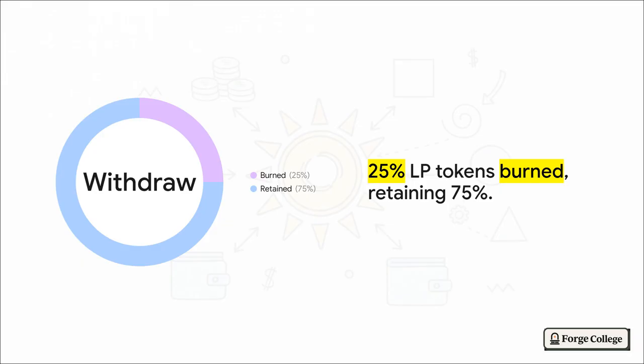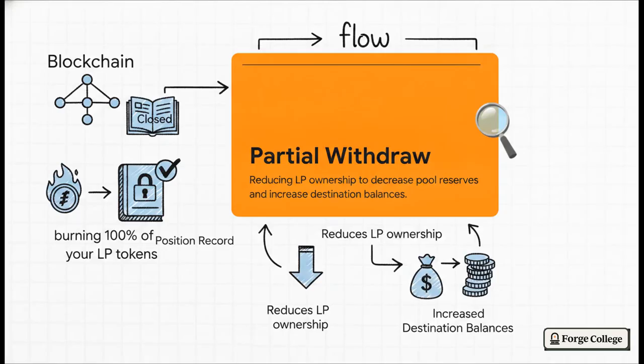Imagine you want to reduce your exposure by a quarter. Your module will construct a transaction to burn exactly 25% of your LP tokens. In exchange for permanently destroying them, the DEX program releases the corresponding underlying assets back into your token accounts. You retain the remaining 75% and your position stays active, just smaller. So, a partial withdrawal simply means reducing your on-chain LP ownership to decrease pool reserves and increase your destination balances.